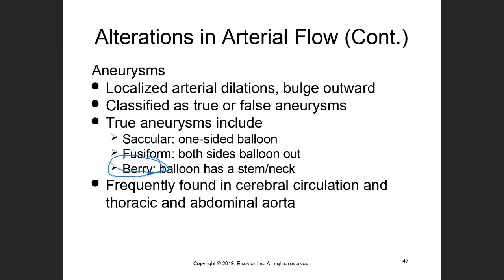Remember what is the most common artery of the circle of Willis that is at risk for berry aneurysm? Yes? It's the anterior communicating. That's the most common for berry aneurysm, okay? Frequently found in the cerebral circulation and thoracic and abdominal aorta. In the abdominal aorta it is called the triple A. Triple A in medicine doesn't mean American Airlines Arena, it means abdominal aortic aneurysm.